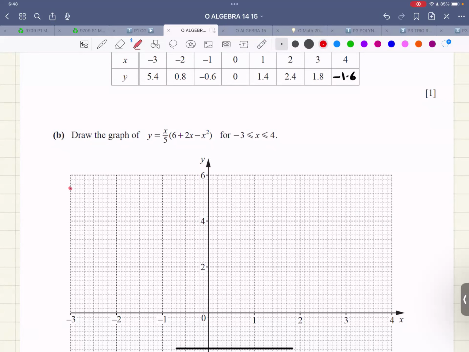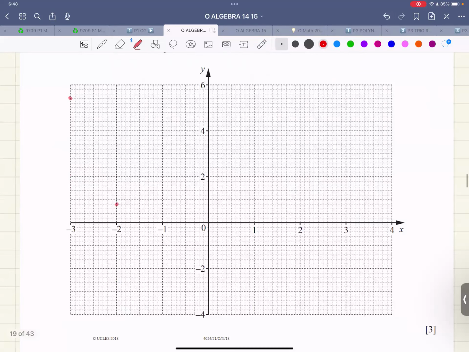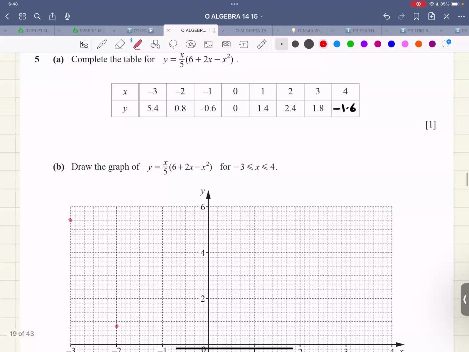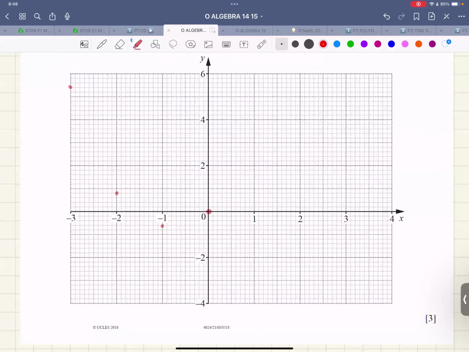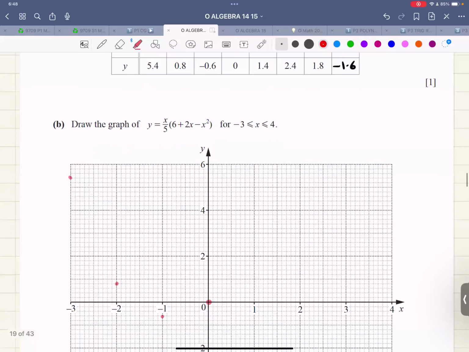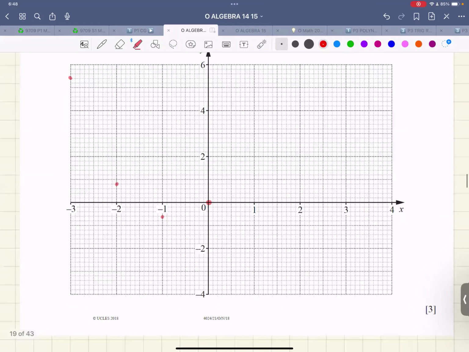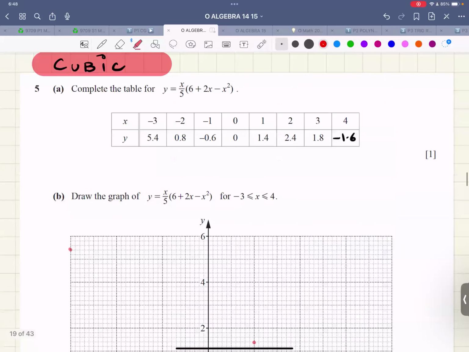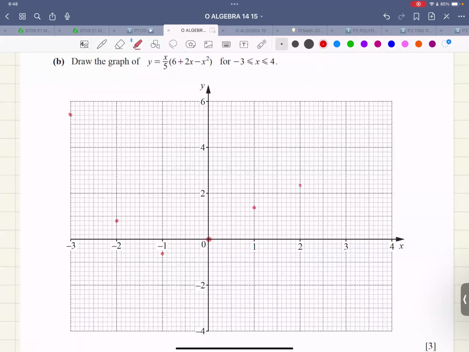Negative 2 is giving me 0.8. That is the second point, let me mark it properly. And then negative 1 is giving me negative 0.6, which I think is over here. Then 0 is giving me 0. Then 1 is giving me 1.4, so this is 1 and this is 1.4. 2 is giving me 2.4. That is 2.4.